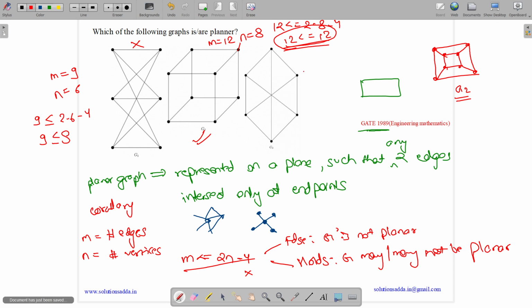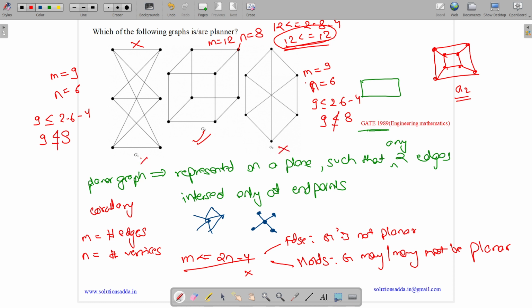Let us find the number of edges and number of vertices for G3. The number of edges over here is 1, 2, 3, 4, 5, 6, 7, 8, 9. And the number of vertices over here is 1, 2, 3, 4, 5, 6. So is 9 less than or equal to 2 into 6 minus 4, which is 12 minus 4, 8? This is false. So G3 is also not planar.